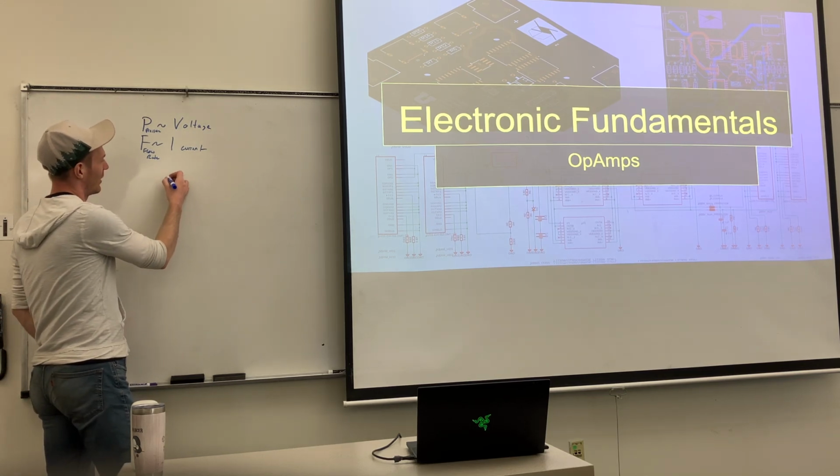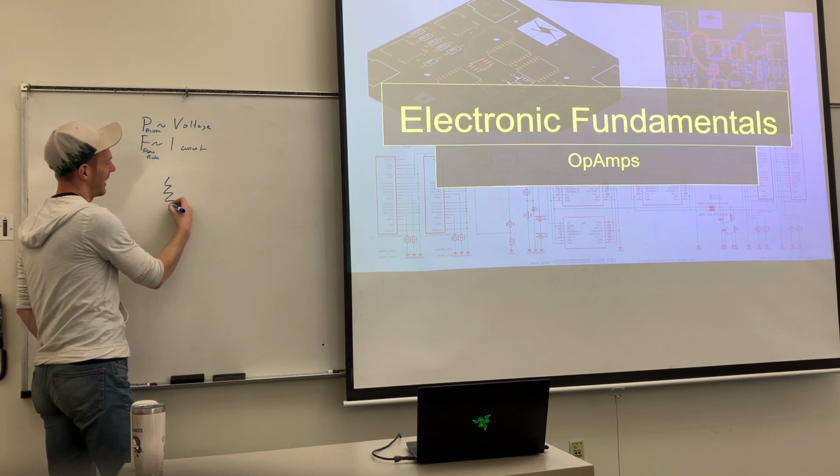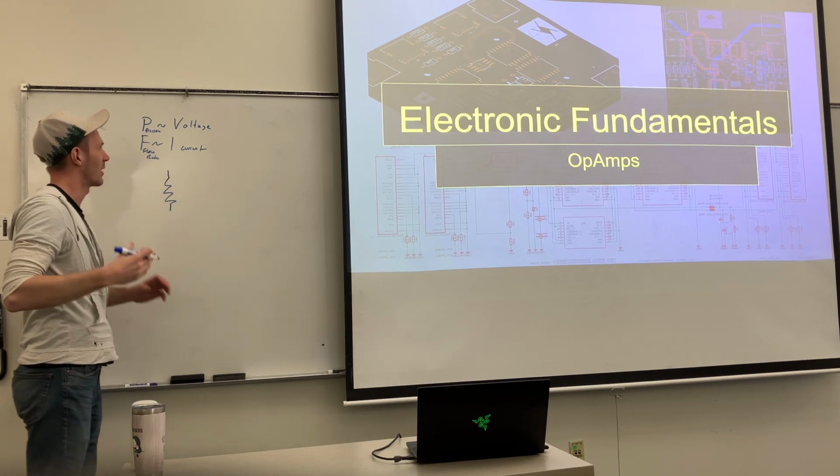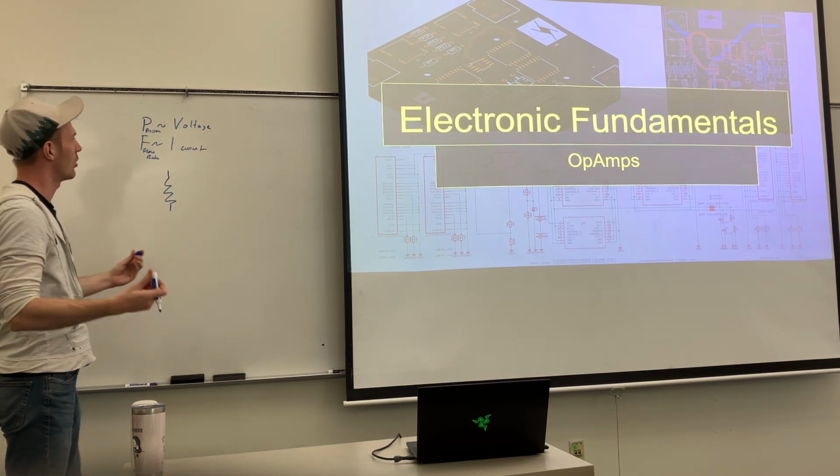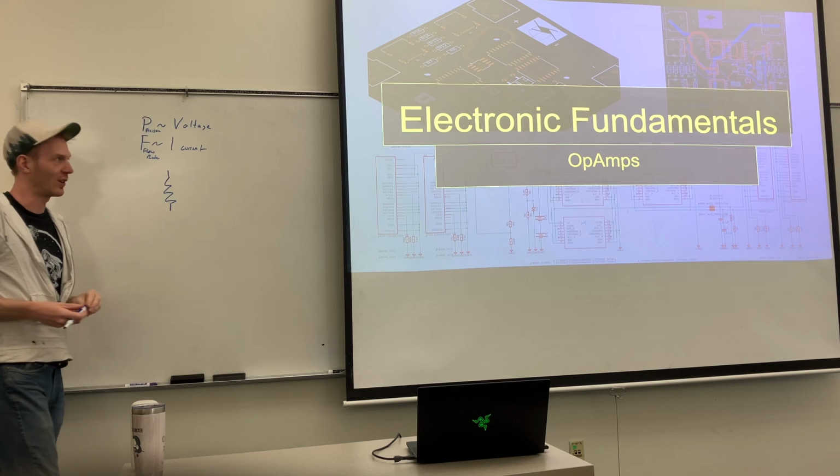So far we've talked about how resistors, which are schematically this, are basically the equivalent of a narrowing of a pipe. They lower your pressure, they restrict your current.